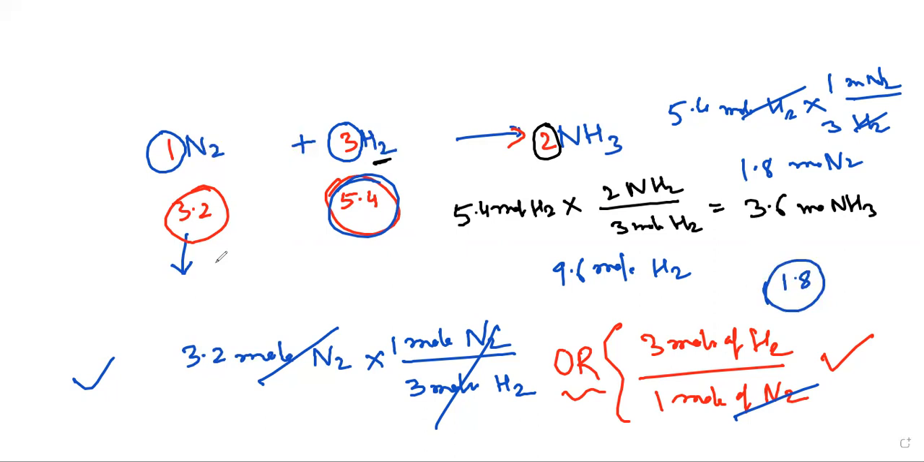3.2 moles minus 1.8. We use only 1.8 mole of N2, na? Yes, ma'am. 3.2, so 3.2 moles of N2 minus 1.8. So it will come 1.4.